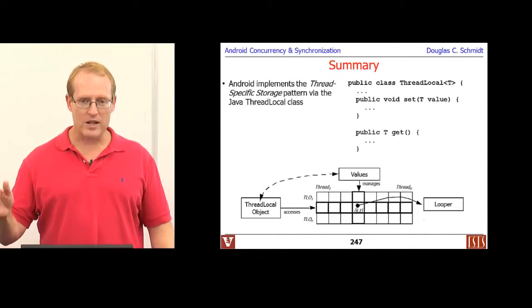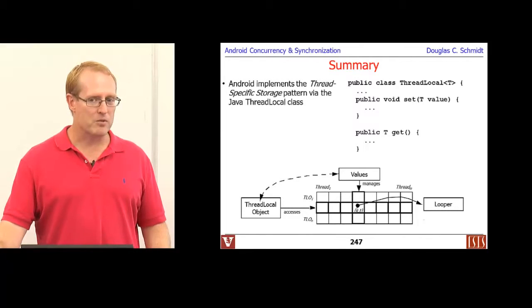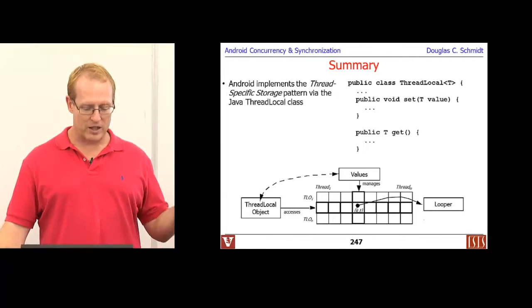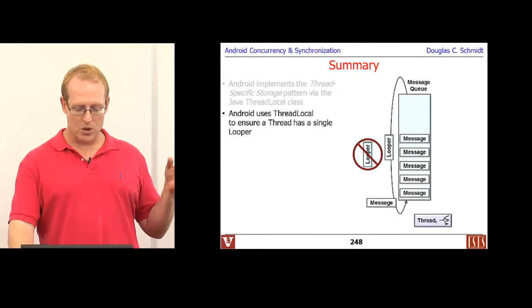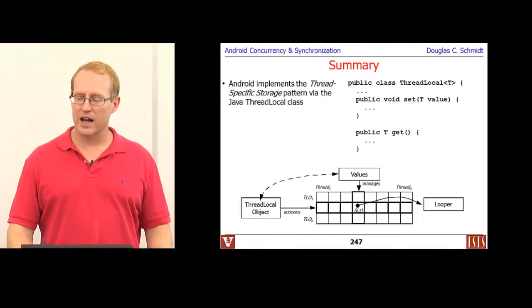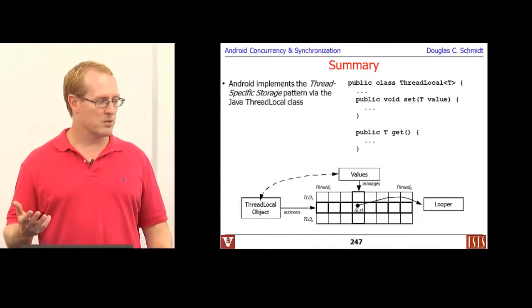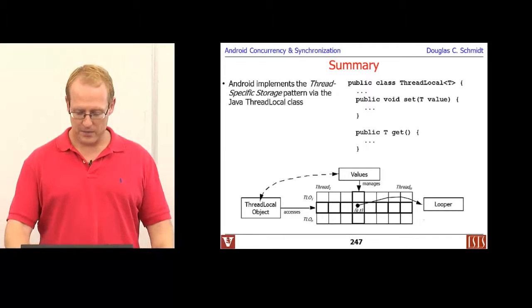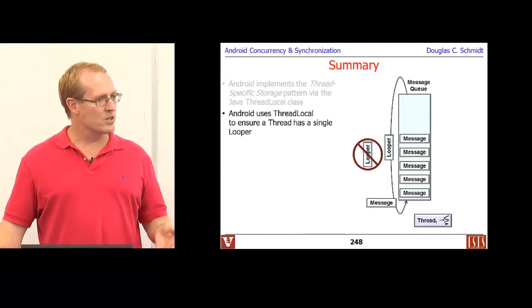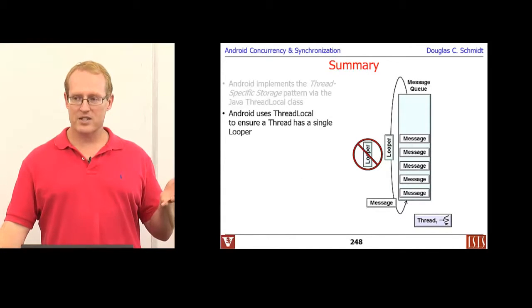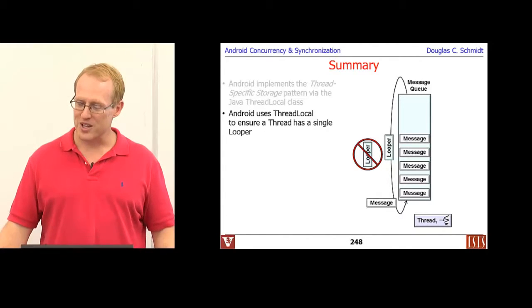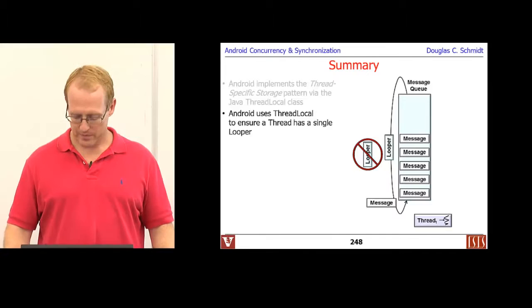All right, so to summarize this, Android implements thread-specific storage via the Java ThreadLocal class, which doesn't give you the whole full-blown mechanisms that you've got in the thread-specific storage pattern, but it gets you most of the way there. And Android uses this in order to ensure you only have one looper. It also is used for the handlers, as we were talking about before.